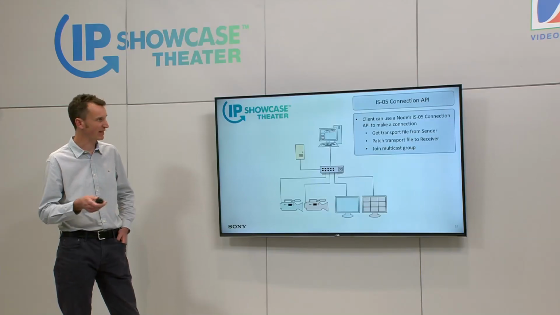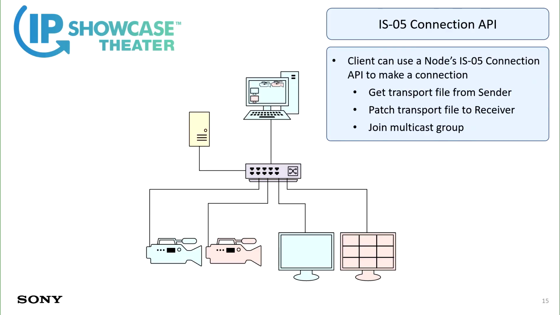So moving on now to making connections between media nodes. This is where IS-05 comes in. So everything up to now has been IS-04. IS-05 is for connection management, and it has only one API, the connection API, and this is between a client and a media node. So some of our media nodes are primarily senders, some of them are primarily receivers, and we want to be able to make connections between them.